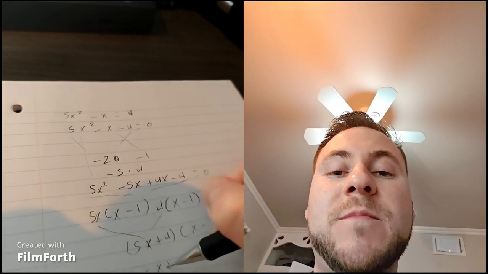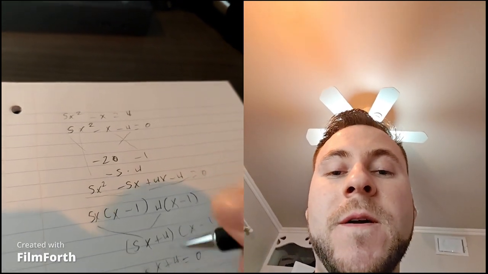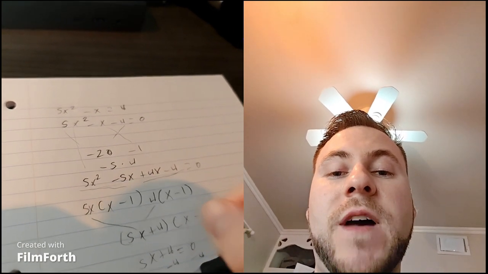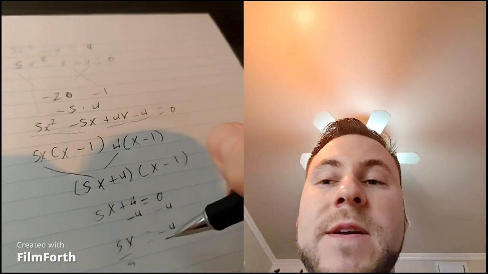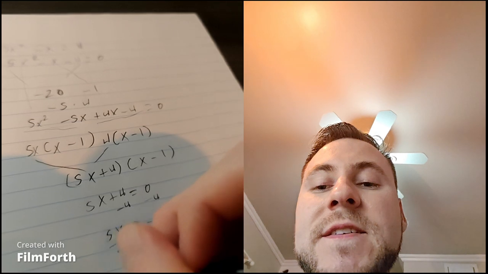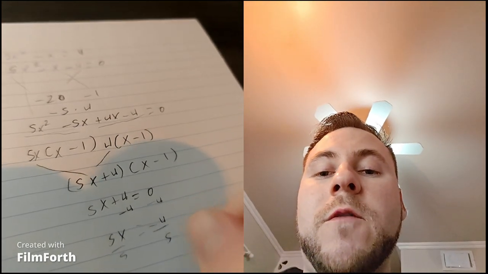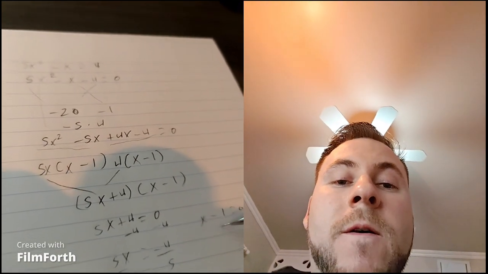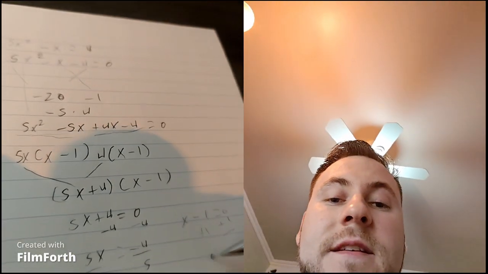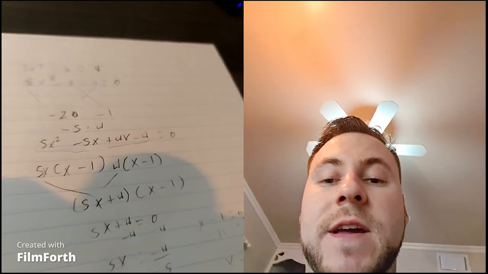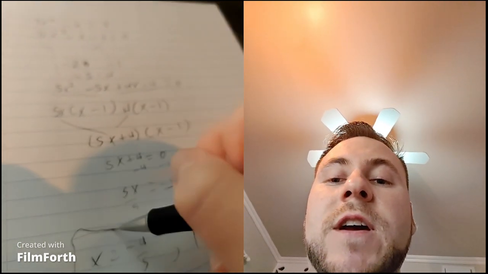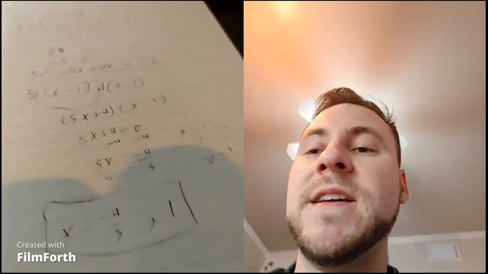So 5x plus 4 equals 0. I'm going to minus the 4, bring that over. So it's negative 4 equals 5x, divide by 5. Make sure you can see it in the camera. One of my answers is negative 4 over 5. Now do the next one, x minus 1 equals 0. Add the 1, and that's going to be x equals positive 1. So my answers are x equals negative 4 over 5 and 1, just like we got earlier with the quadratic formula, but this is with the method of factoring. There we go.